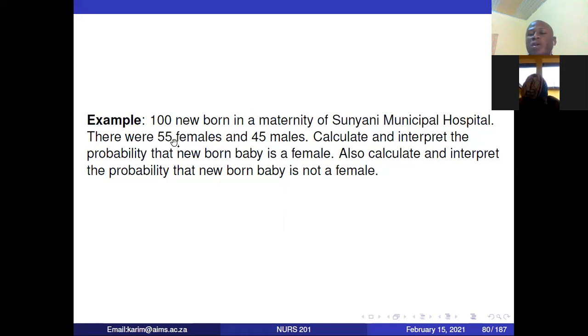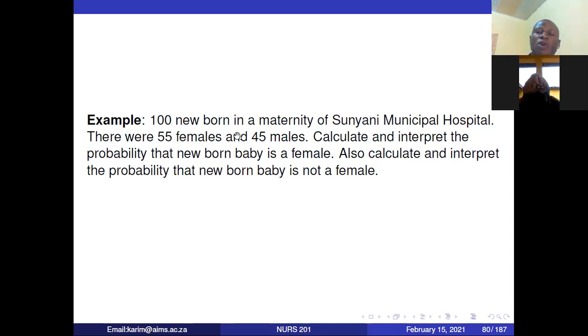So what do we do here? We know the number of females to be 55. To get the probability that the newborn baby is a female, we divide the 55 females by 100, and that will give us 55%. So there is a 55% chance that a baby born out of 100 babies in the Sunyani Municipal Hospital is going to be female. And then for the males, you take 45 divided by 100, and that will give you the probability that a newborn baby is a male.